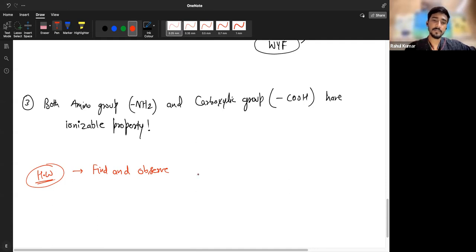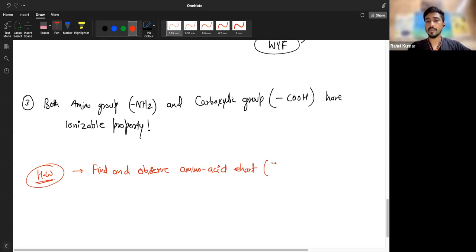I used to do that when I was in 10th, like in my school, basically. To find and observe an amino acid chart. All sorts of charts are present on the internet. I'll send a few in the group as well. Okay.